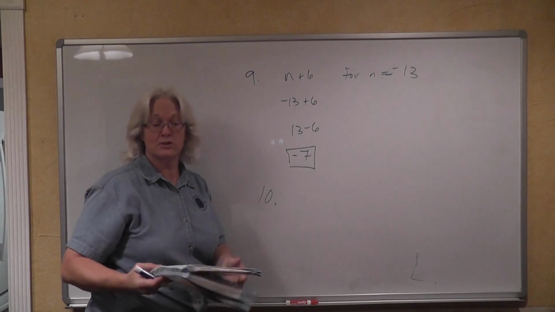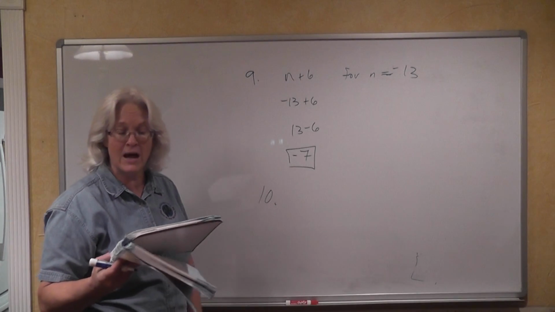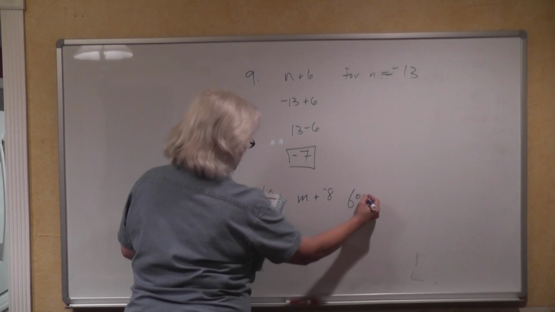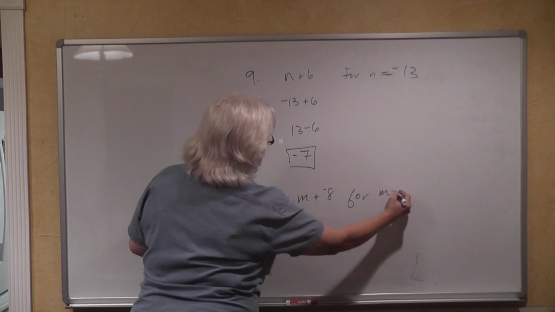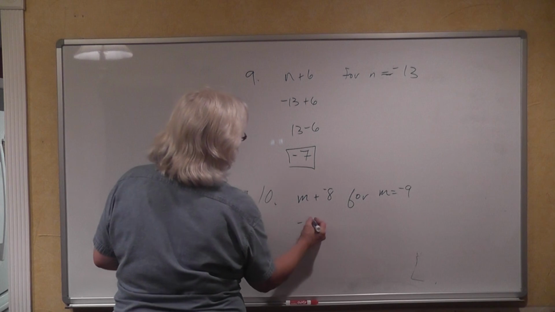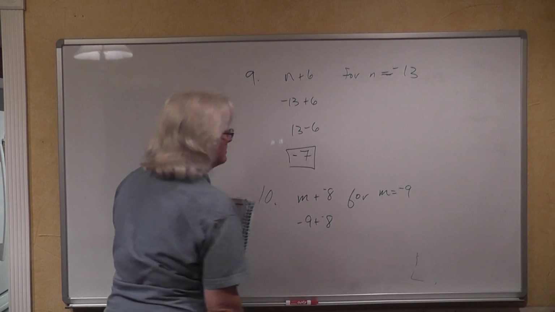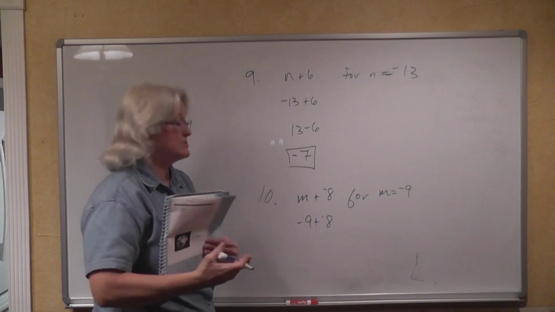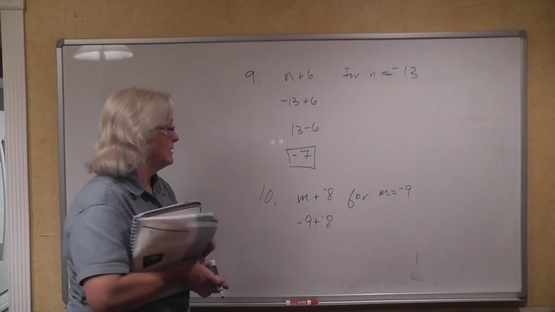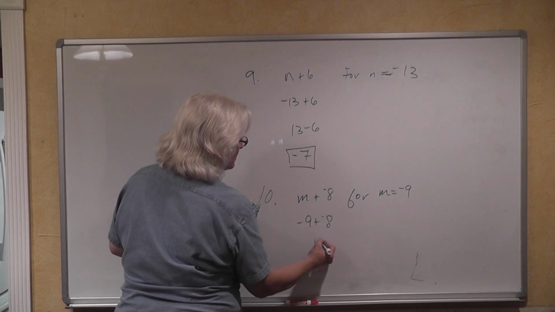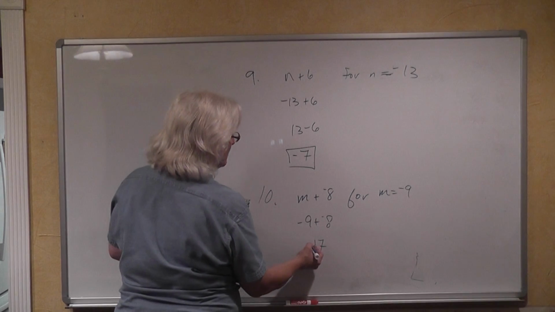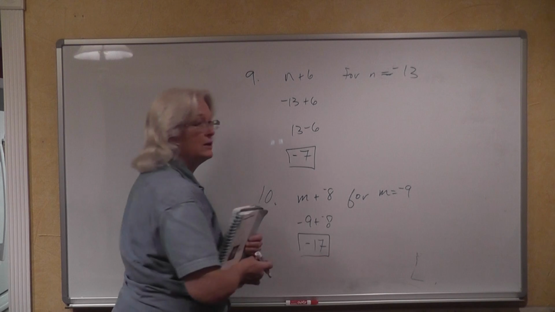And the final example in our skill check is problem 10, and it says evaluate m plus the opposite of 8 for m equals a negative 9. Show your substitution for me. Negative 9 plus a negative 8. You can say negative 8 or the opposite of 8. Notice that the signs here are the same. 9 plus 8 is 17. The signs are the same. They're both negative, so that sum is a negative 17.